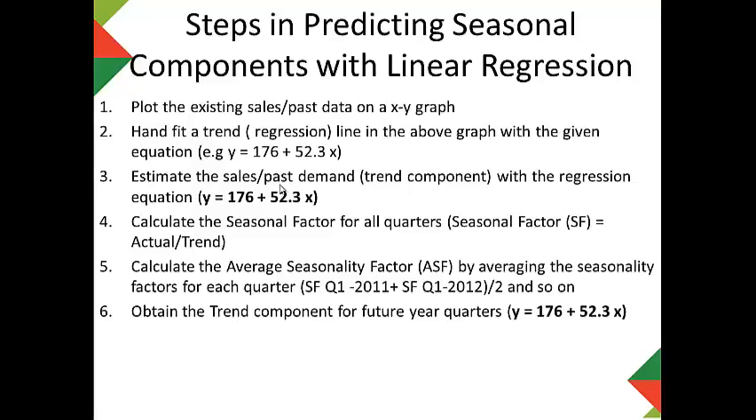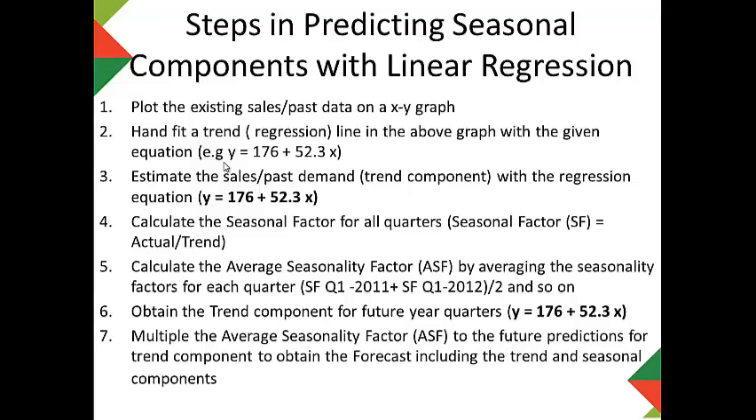The sixth step is the projection. Having separated, in the first 5 steps, the historic seasonal element and historic trend element, now we go to the future prediction part. We've got a trend equation, y is equal to 176 plus 52.3x. So now we'll put in the x that corresponds to a future period. For example, we've got historic data for 8 months, so we'll put x is equal to 9. That will give us a prediction for the future month, the 9th month. That will be only the trend component.